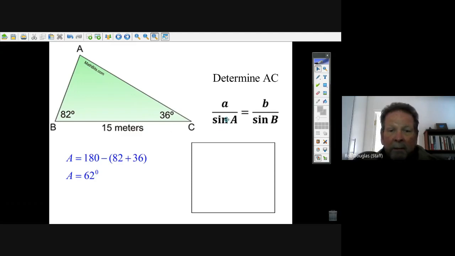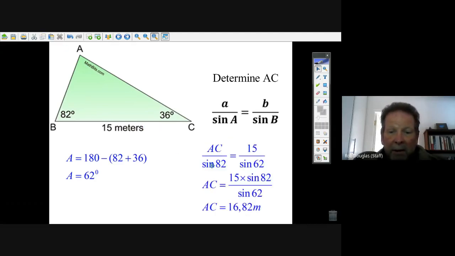Now, all we do is we take the thing we don't know, AC, over the sine of 82 equals 15 over the sine of 62 that we just figured out. Now multiply both sides by sine 82, so you get 15 sine 82 over the sine of 62. Just put that in your calculator and see if you don't get 16.82 meters, rounded off to the nearest hundredth.